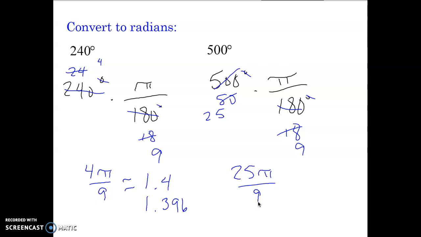And if I want to change it into a rounded answer, suppose Delta Math asked me to round to the tenths place, I'll type that in my calculator. If they ask me to round it to the hundredths place, that's 2 numbers after the decimal. But on neither one of those will I put a unit because radians are units.